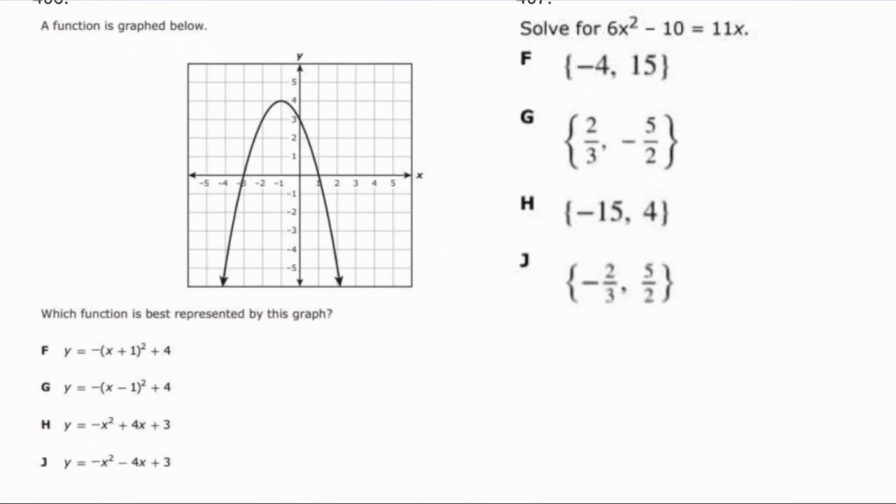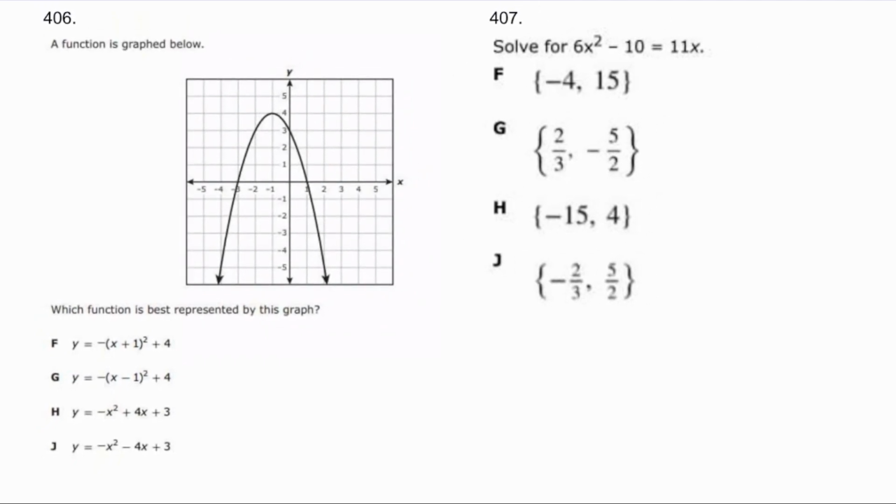Here's a graph for 406. Which function is best represented by the graph? Okay, well, it's going to be a downward-facing parabola, so a negative x squared. All four are already doing that. So what we'll need to do is match up on the vertex. Okay, so vertex form of a quadratic equation is y is some number times x minus h squared plus k, where h and k are the coordinates of the vertex.